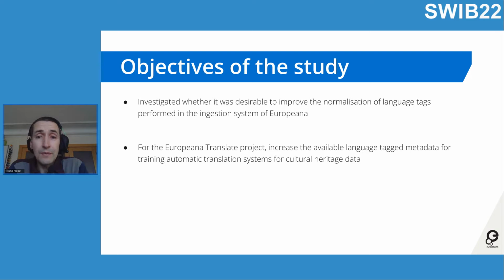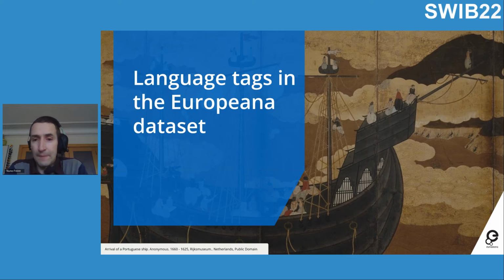So in this study, we investigated whether it was desirable to improve the normalization of language tags performed in the ingestion system of Europeana. And for the Europeana Translate project, we are trying to see if we could increase the available language tag metadata for training the automatic translation systems for cultural heritage. So regarding the first part of the study, we did a study on the current status of the Europeana dataset.